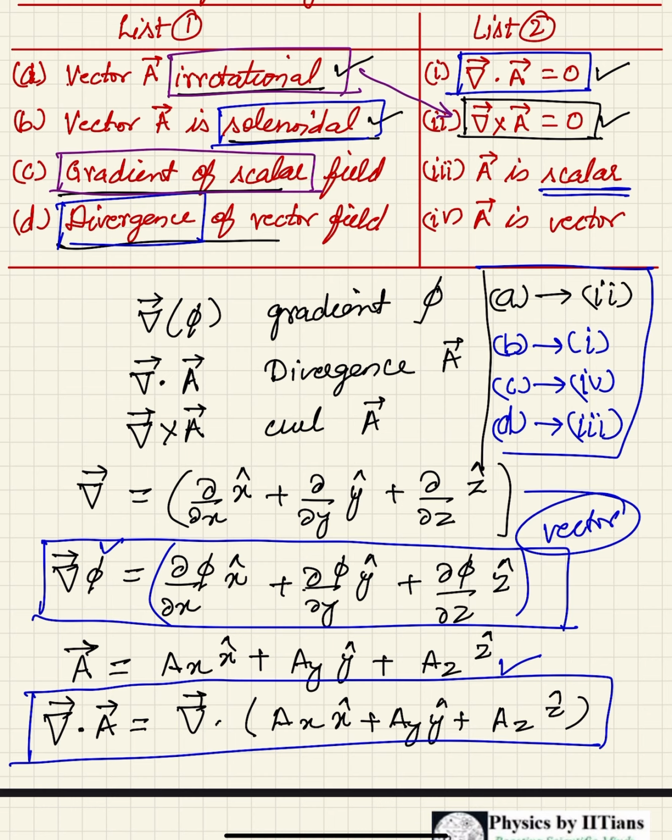Then the gradient of the scalar field: if you are calculating the gradient, you are multiplying the scalar field with the del operator, and the del operator is already a vector quantity. That means the gradient will come out to be a vector. And similarly, if you calculate the divergence, you are getting a scalar quantity.